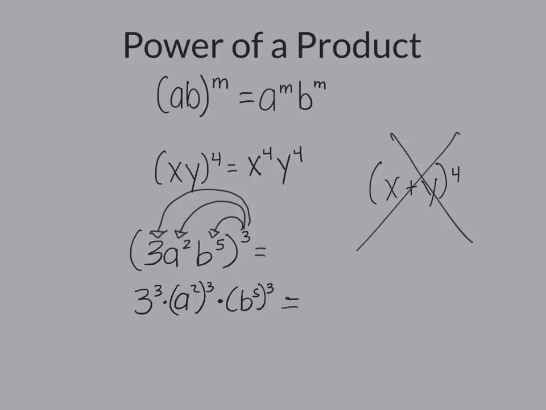3 to the power of 3, 3 times 3 is 9, times 3 is 27, times a to the power of 2 times 3, 6, times b to the power of 5 times 3, 15. So this is our simplified version of the original statement.